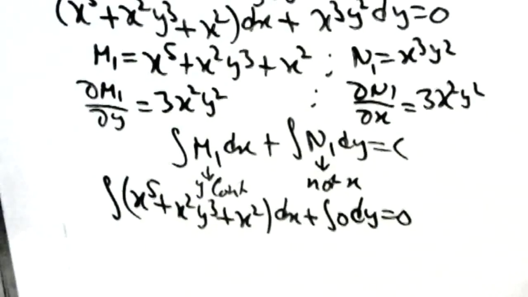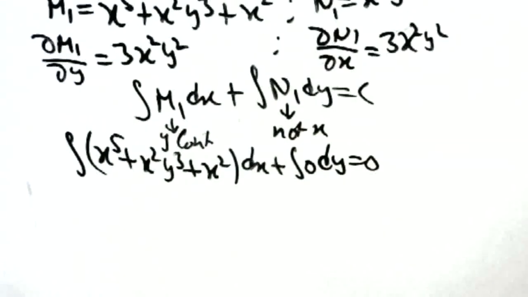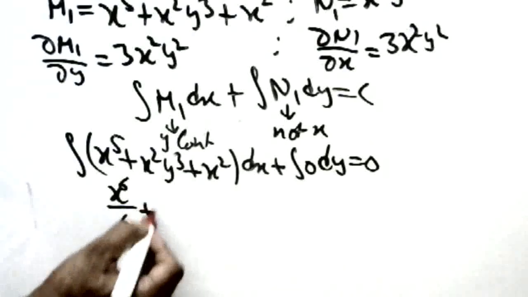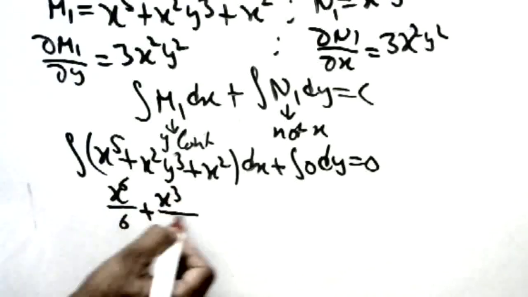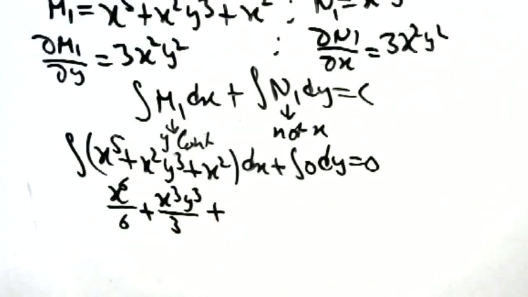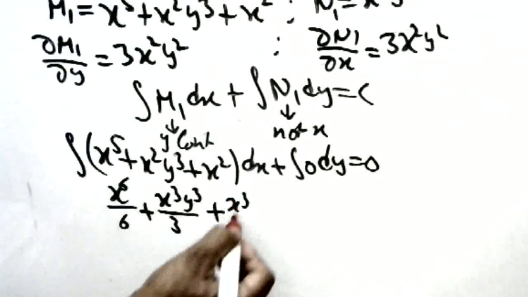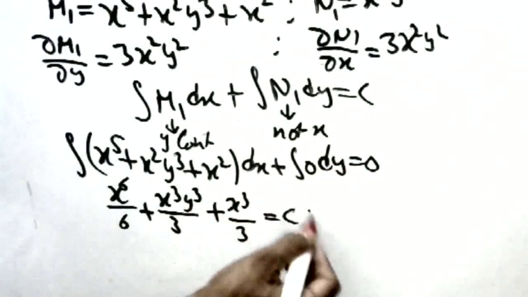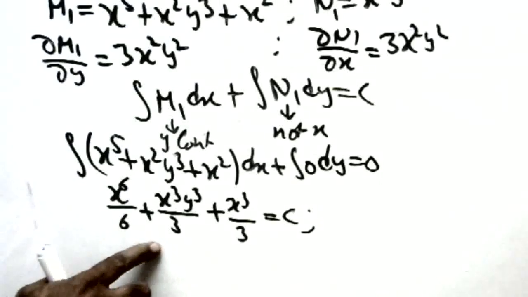Now integrate this one. Integration of x power n is x power n plus 1 by n plus 1. So this will become x power 6 by 6. Now x square will become x cube by 3. This y cube is constant, as it is. Plus again integration of x square will become x cube by 3. This is 0, now equals to c.